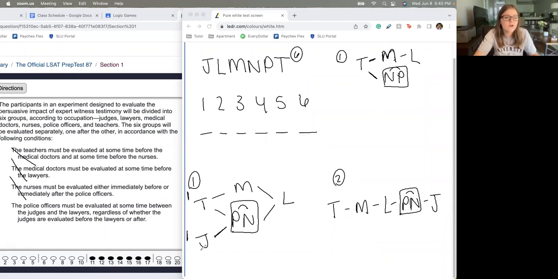So if we're trying to figure out who could be the first, we're looking at those variables that have nothing before it. No variable is required to go before teacher or judge. So you know that these 2 variables are the only ones that could be in that first spot. Got it. Are we good with that?